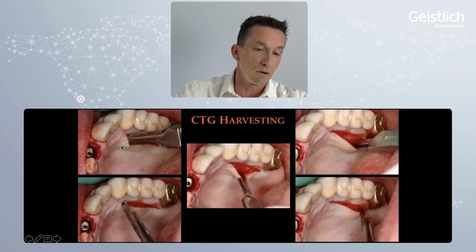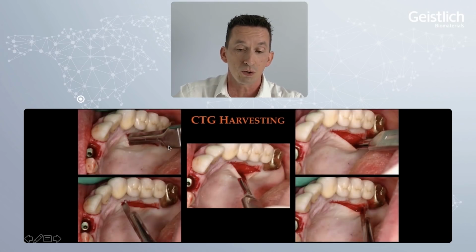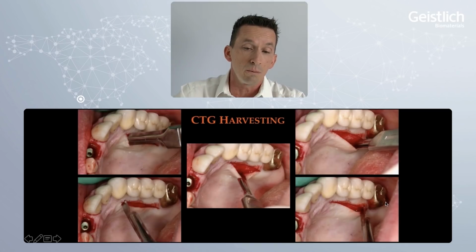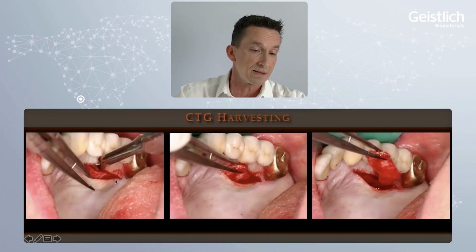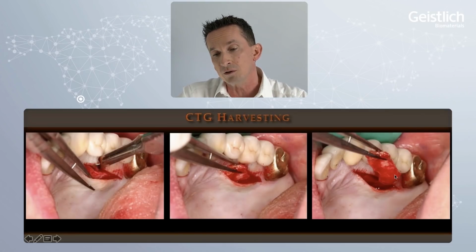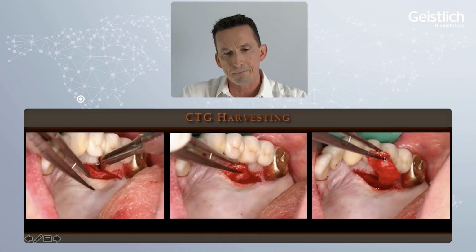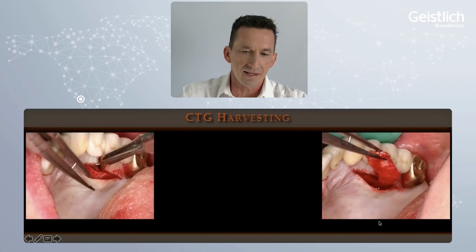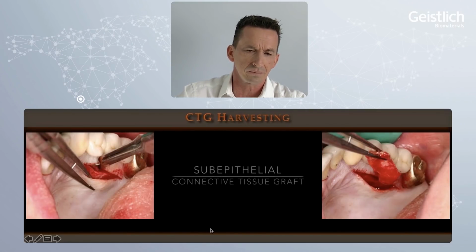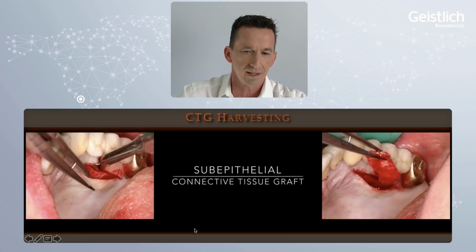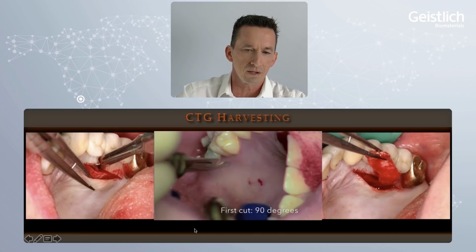We cut around the connective tissue graft we want to harvest. And now we mostly do a second split epiperiosteal to get out the full connective tissue graft. Again, you can see this in that video here. We have the first cut perpendicular to the surface.